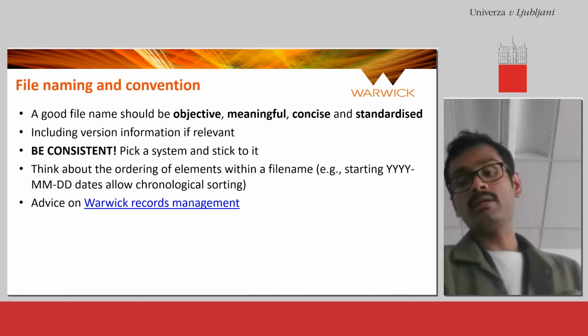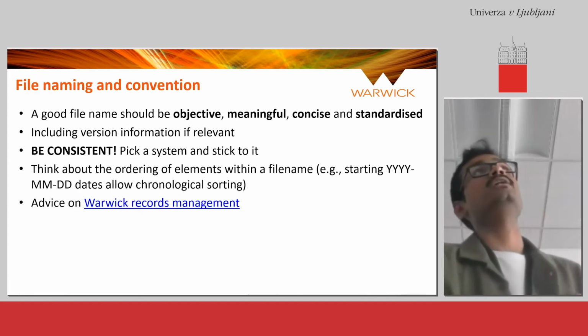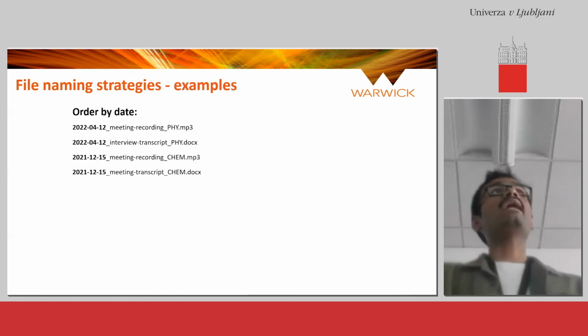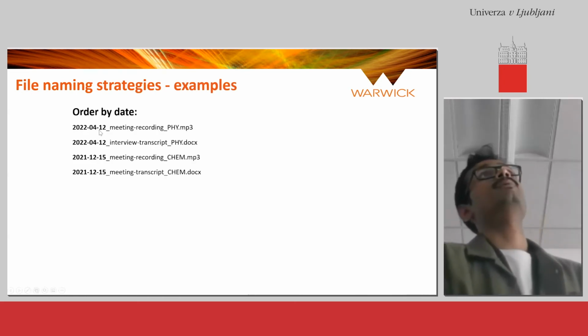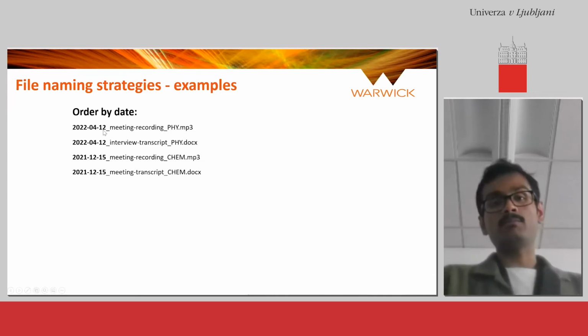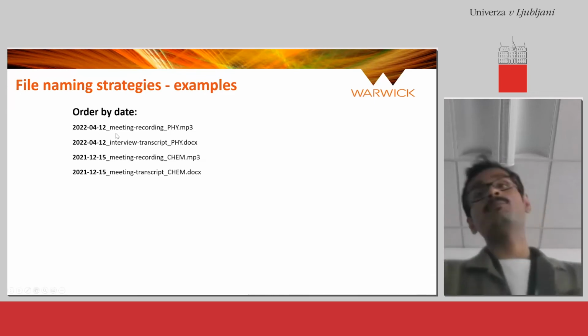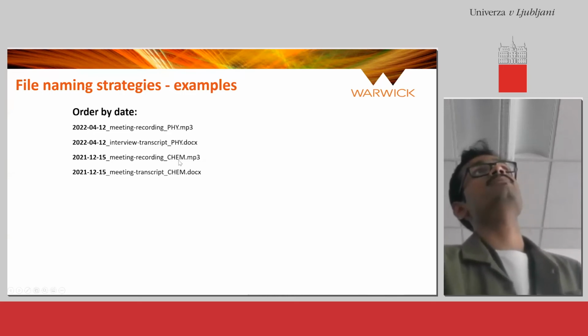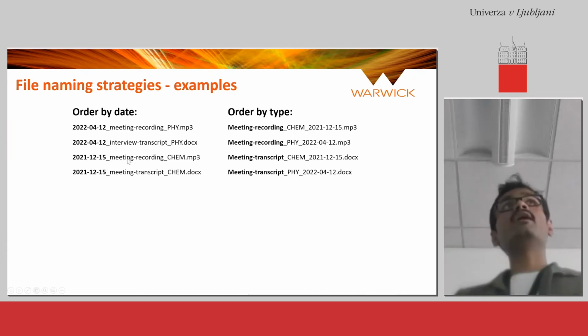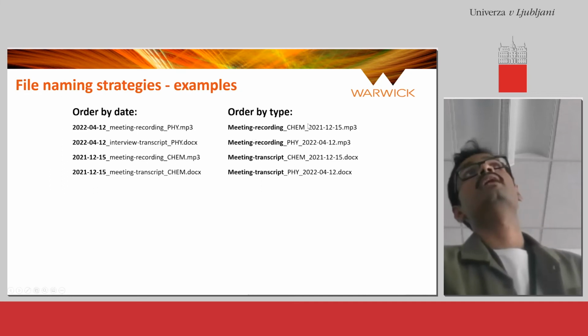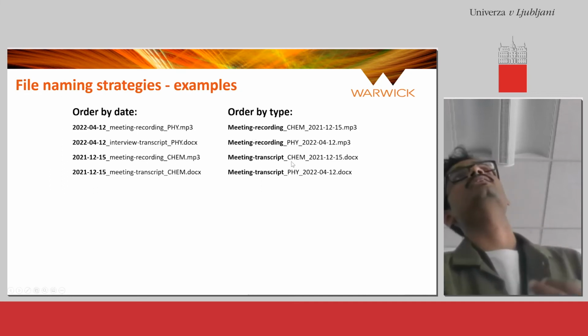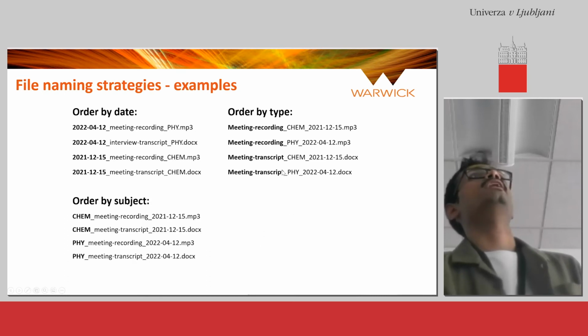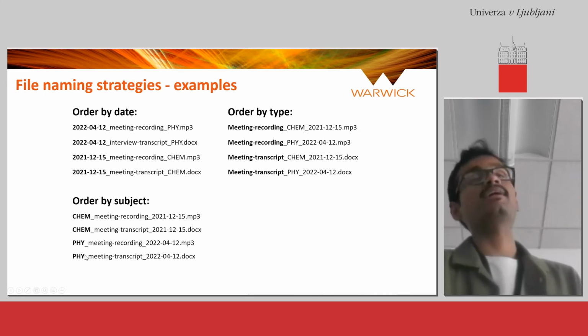So I thought to give you an example of what type of file naming you can go for in your project. I like going by order by date. For example, I had a meeting recording with my participant on 22nd of April. So I have everything ordered by date, with my physics subject, chemistry subject, and it says meeting recording, interview transcript, etc. It could be ordered by type: meeting recording chemistry, meeting recording physics, meeting transcript chemistry, meeting transcript physics. And then ordered by subject, it could be chemistry, chemistry, physics, physics. Again, I'm just giving a bit of an example here.